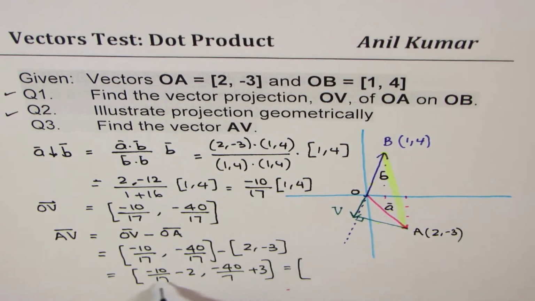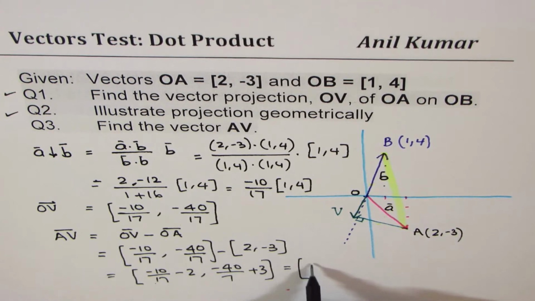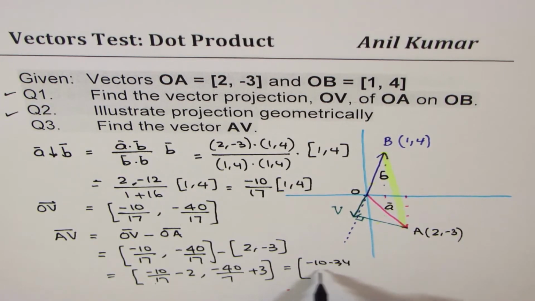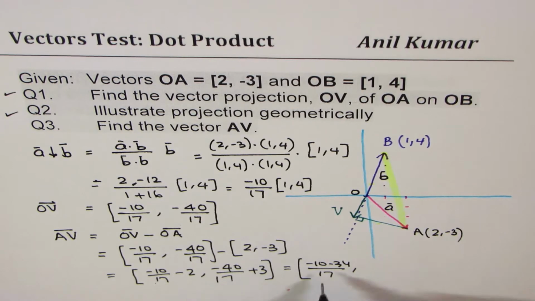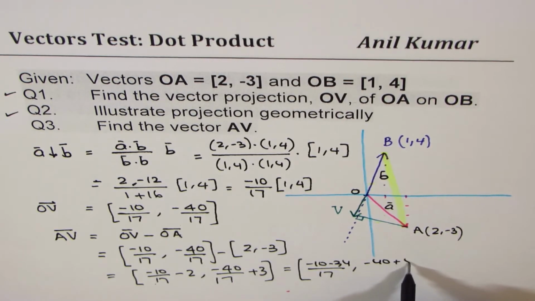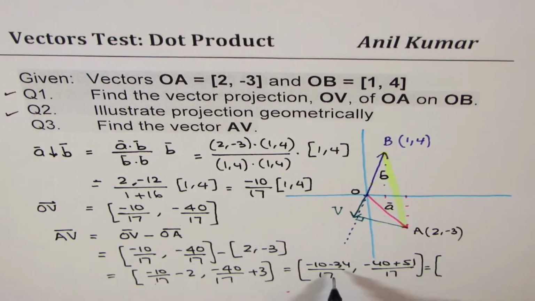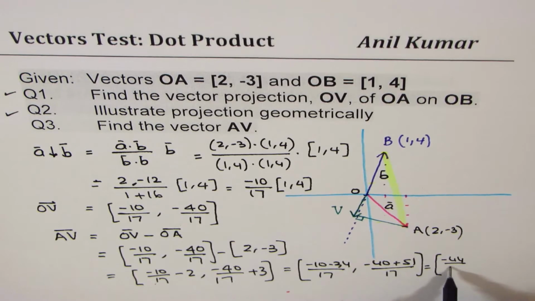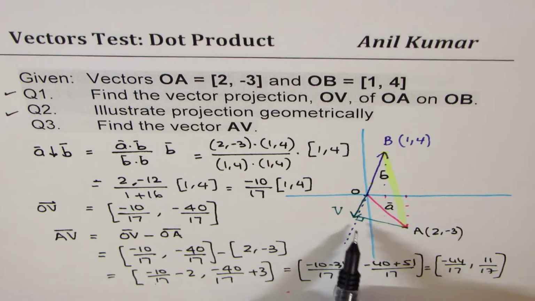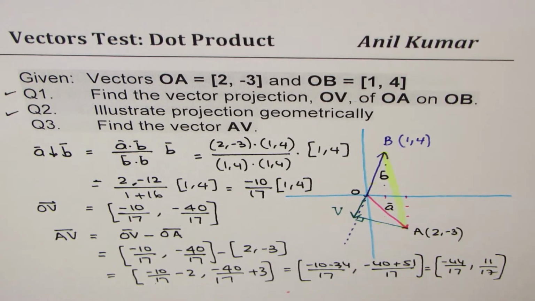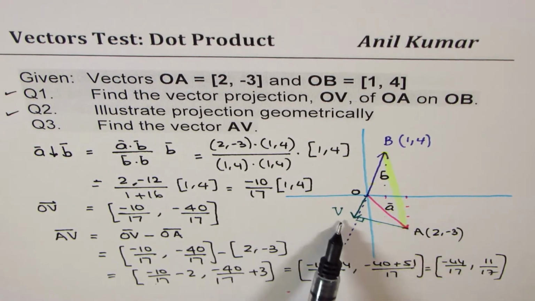Or that is 34. So we can write this as minus 10 minus 34 over 17. And this is 17 times 3, 51, right? So minus 40 plus 51 over 17, which is 11 over 17. The x part is minus 44 over 17. Do you see that? So this is AV, correct? So we can find AV using that particular method.